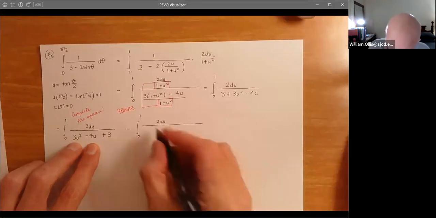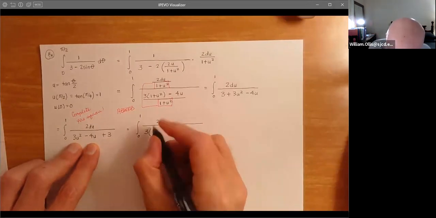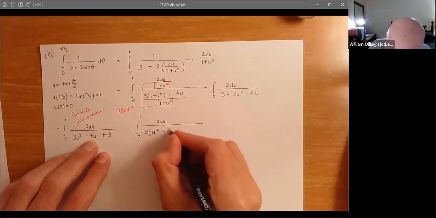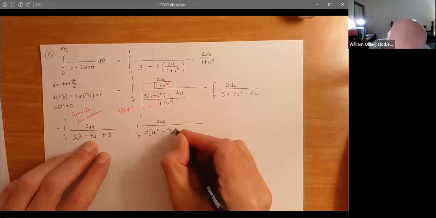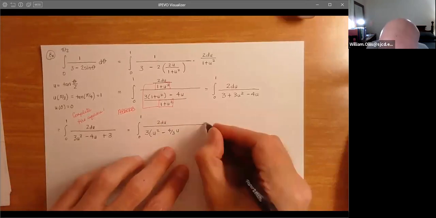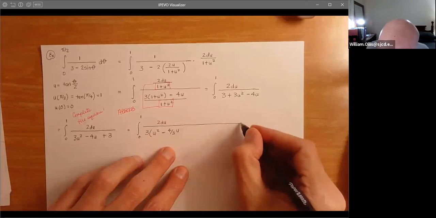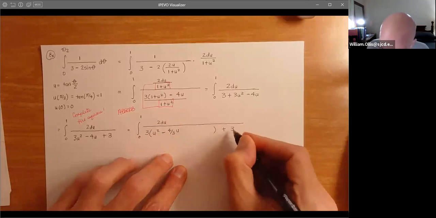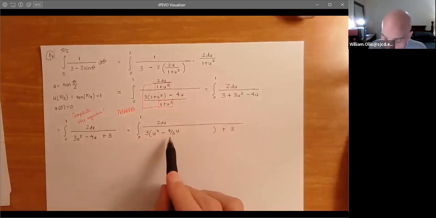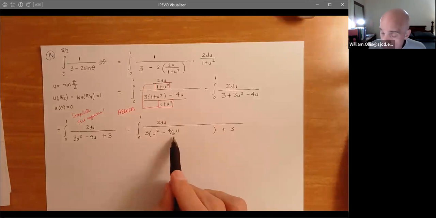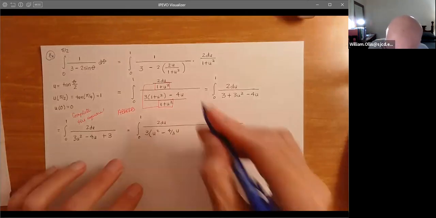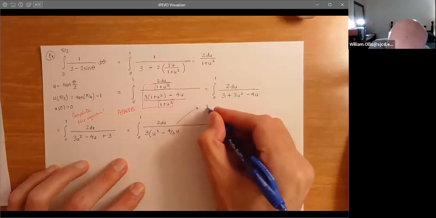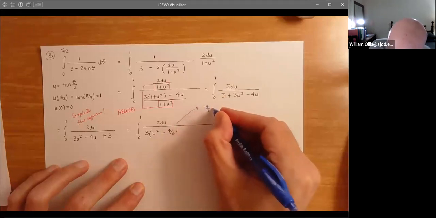So we need to make this monic. So this will be 3 times u squared. And then, of course, we have a minus 4/3 u. Again, just factor the 3. And then give us some space, plus a 3. Now, remember, at this point, we take half of this coefficient. So take half. So this will be negative 4/3 times a half.